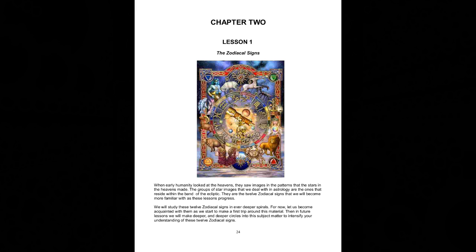The groups of star images that we deal with in astrology are the ones that reside within the band of the ecliptic. These are the 12 zodiacal signs that we will become more familiar with as these lessons progress. We will study these 12 zodiacal signs in ever deeper spirals. For now, let us become acquainted with them as we start to make a first trip around this material. Then in future lessons, we will make deeper and deeper circles into this subject material to intensify your understanding of the 12 zodiacal signs.